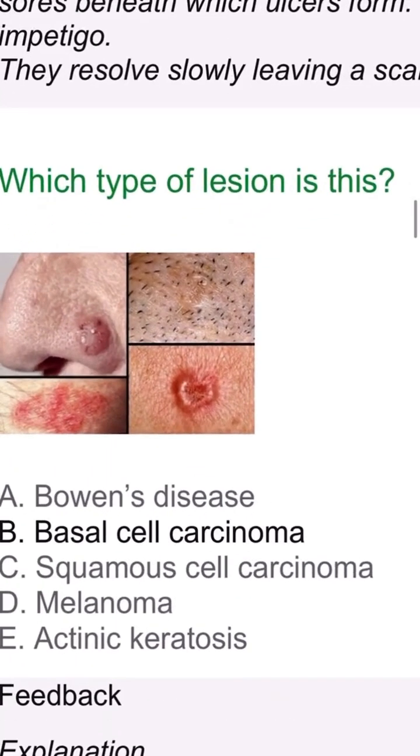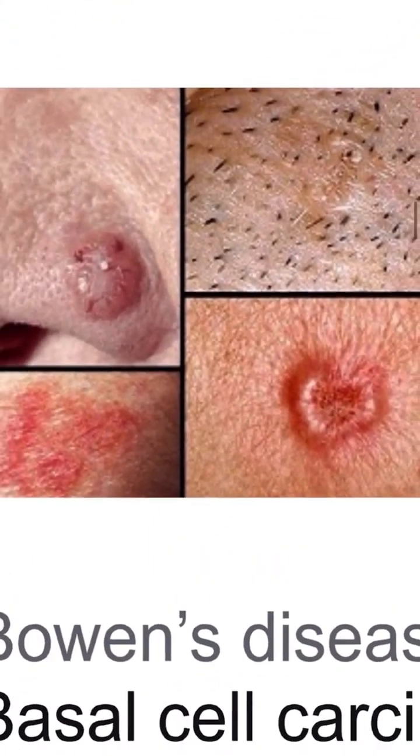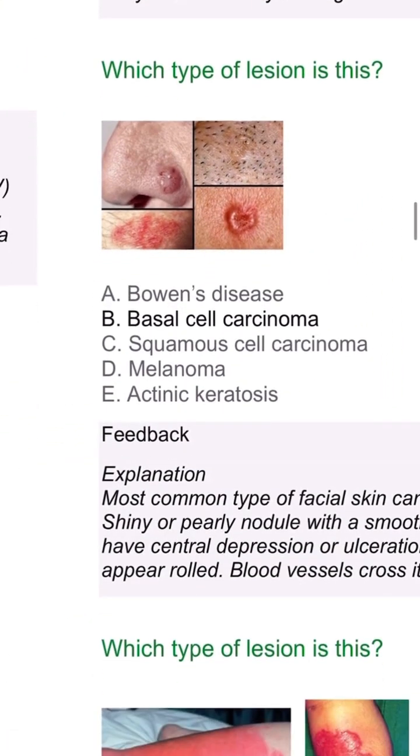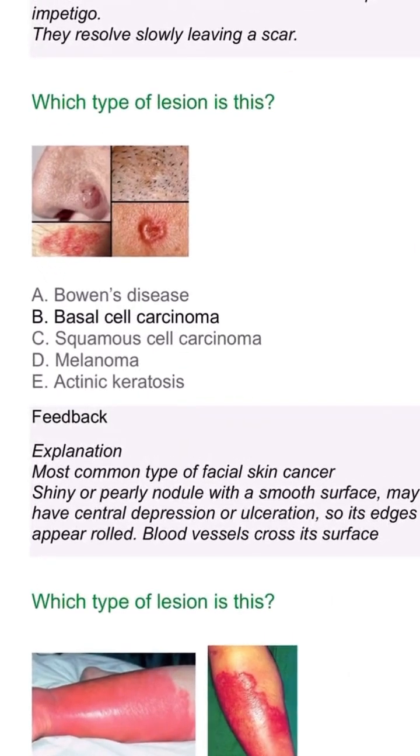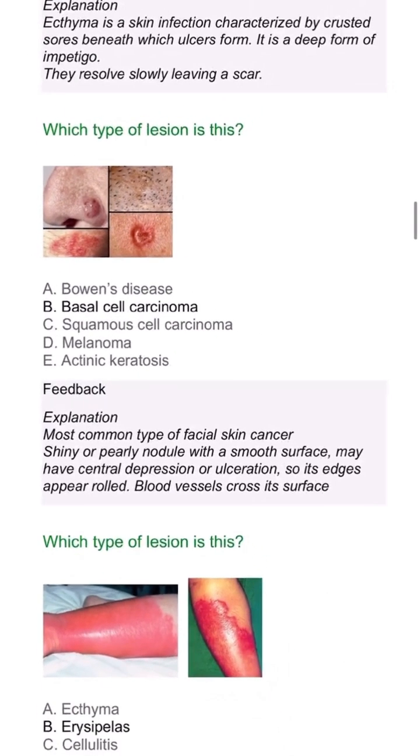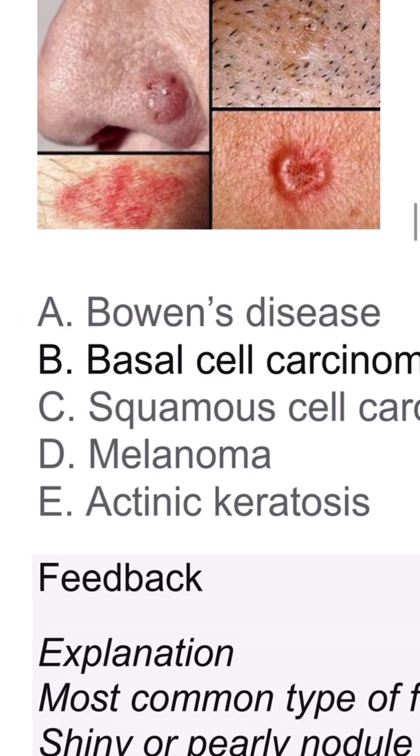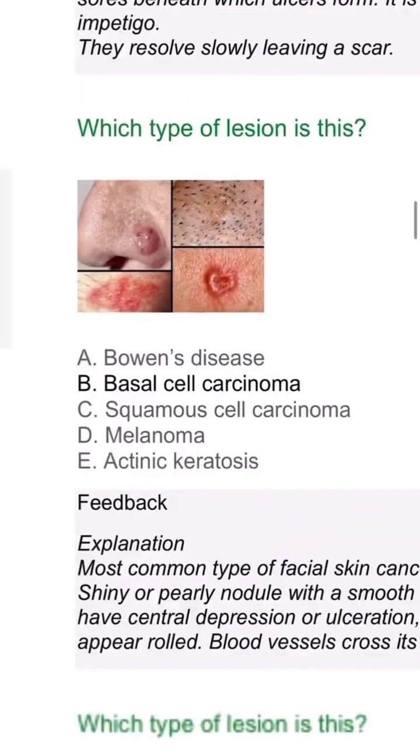Okay, now which type of lesion is this? You can see here rolled edges, pearly rolled edges. So the most common type, it's a basal cell carcinoma. Okay, the most common type of facial skin cancer, a shiny or pearly nodule with a smooth surface, may have central depression or ulceration, so its edges appear rolled. Blood vessels cross its surface. You can see here blood vessels crossing the surface.